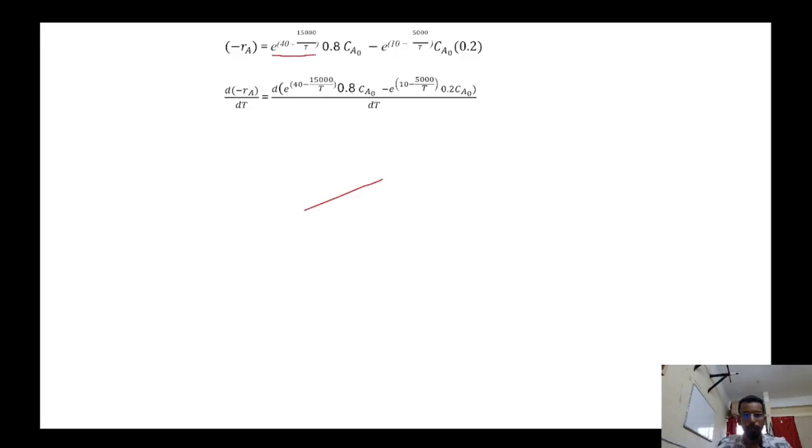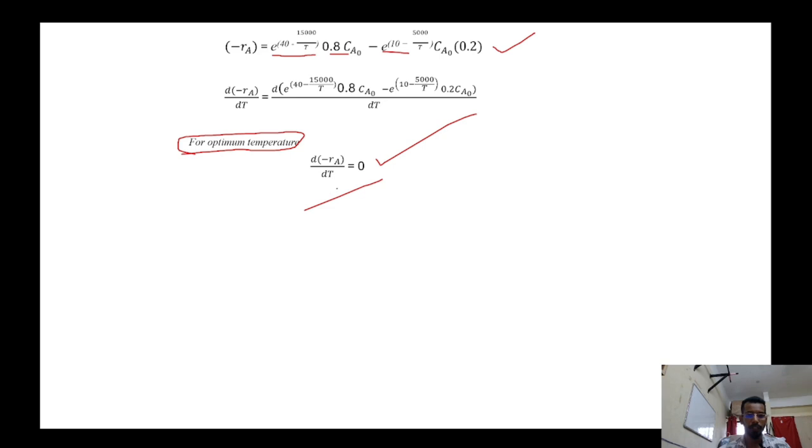So K2 into 0.8 Ca naught, the same equation there. Now, for optimum temperature, this will be 0.